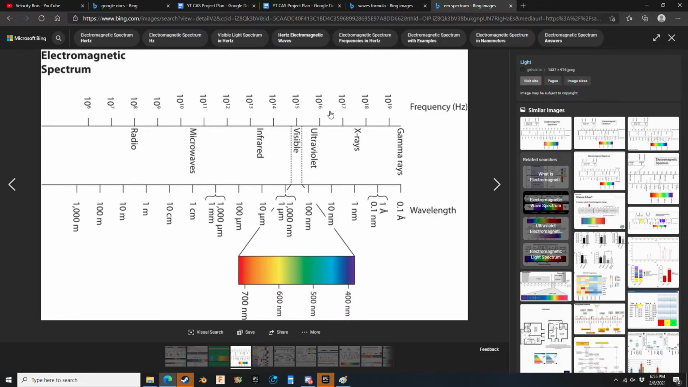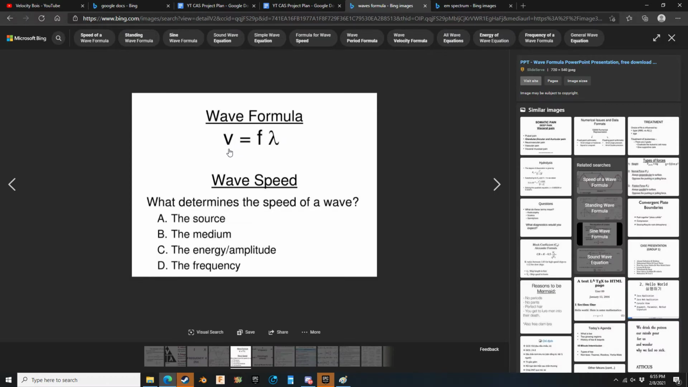So you will be asked to remember these for your school examination because you need to remember the electromagnetic spectrum. You don't need to remember the exact numbers, just the order. So you need to go radio, microwaves, infrared, visible, ultraviolet, X-rays, and gamma rays. That's all you need to remember. And then you also need to remember the formula, but those might be included in your formula booklet.